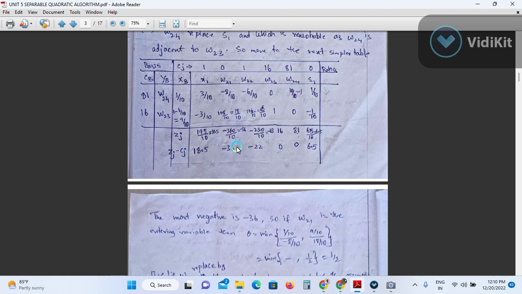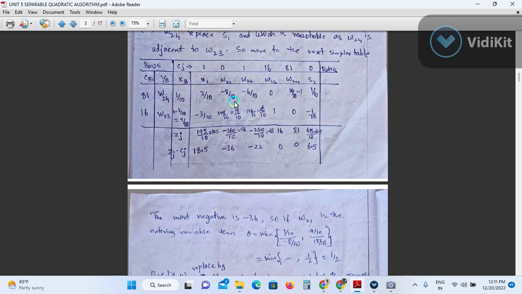So I have to choose the pivotal column, right? I choose the pivotal column as W2. Now the next one is what? I have to choose the pivotal row. How do you choose it? The basis value divided by the pivotal column, right? So 1 by 10 divided by minus 8 by 10. So it is negative, therefore we should avoid it.